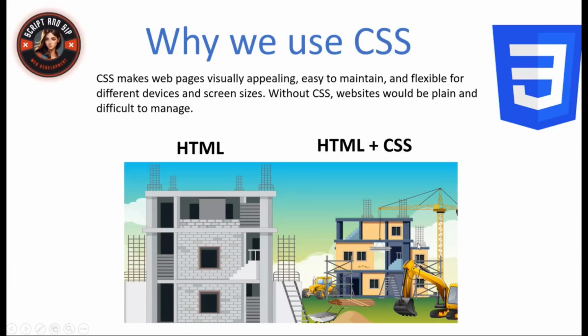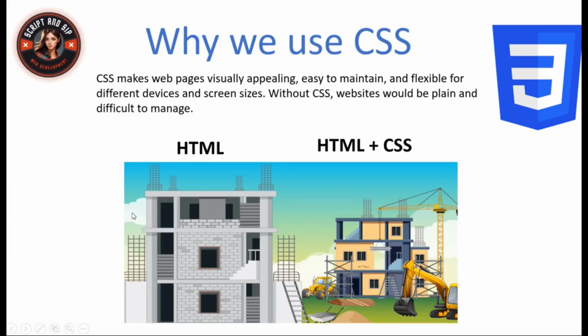Okay, so now you may be wondering, why do we use CSS? We use CSS because CSS is what transforms a plain HTML page into something visually engaging. CSS makes it possible for websites to adapt to different screen sizes, ensuring a seamless experience whether users are browsing on a desktop, tablet, or a smartphone. CSS is very useful for making websites responsive.